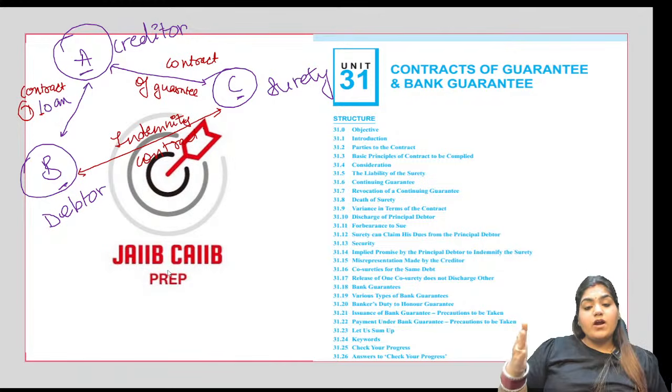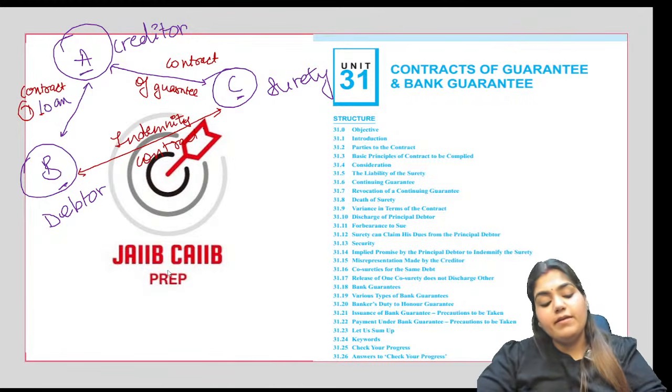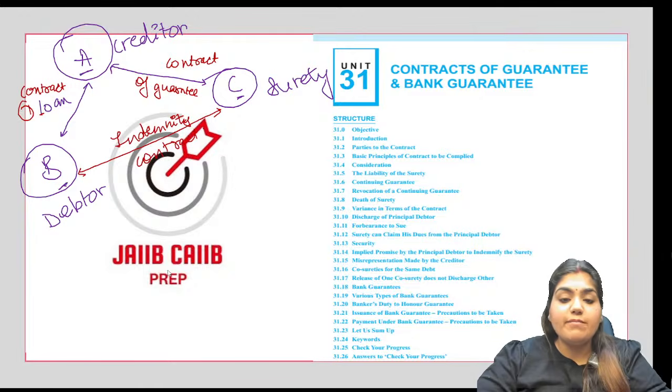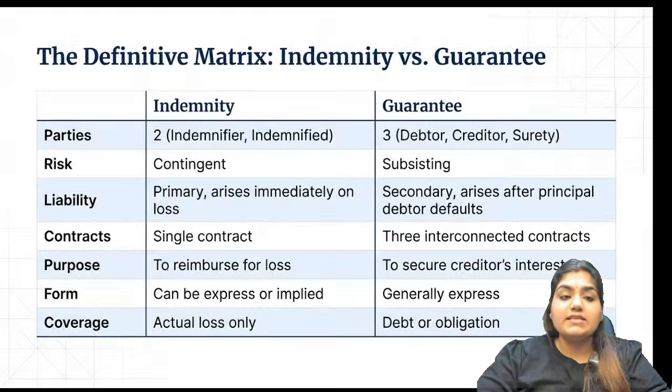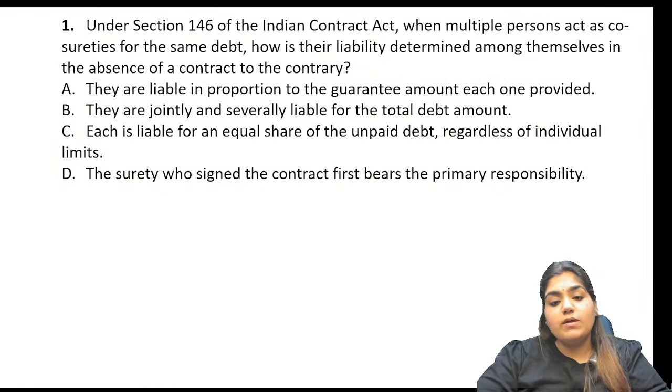There is a concept of continuing guarantee. Continuing guarantee means that for a series of transactions, the guarantee can be given. I have given you an example for this. You can read this example on your own. Next, we have the MCQ. MCQ number 1 is on the screen.